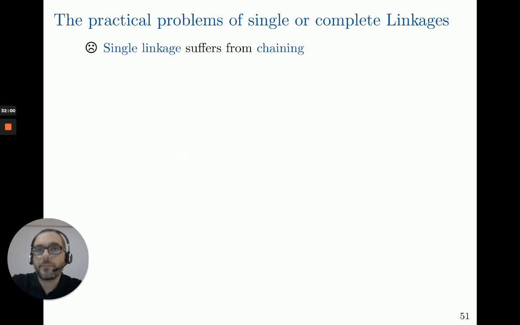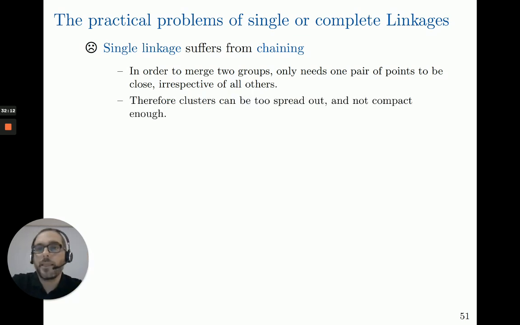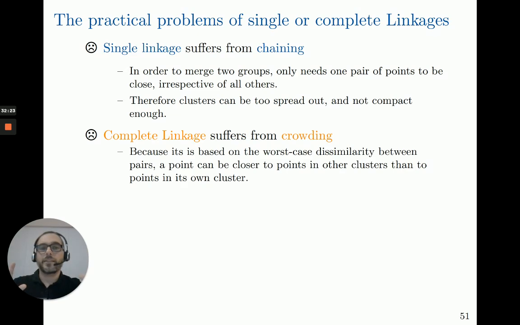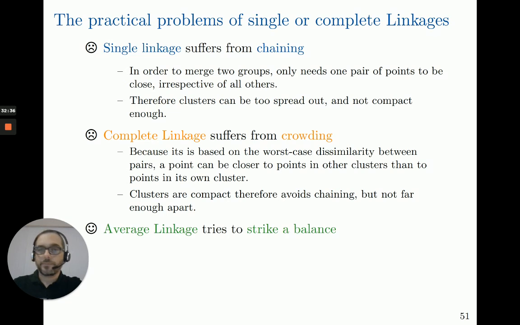Problems that we can see here: single linkage suffers from chaining. In order to merge 2 groups, it only needs 1 pair of points to be close, irrespective of all others. The clusters can be too spread out, not compact enough. Complete linkage suffers from crowding, because it's based on the worst case dissimilarity. A point can be closer to points in other clusters than to points in its own cluster. Clusters are compact, it avoids chaining, but they are not far enough apart.